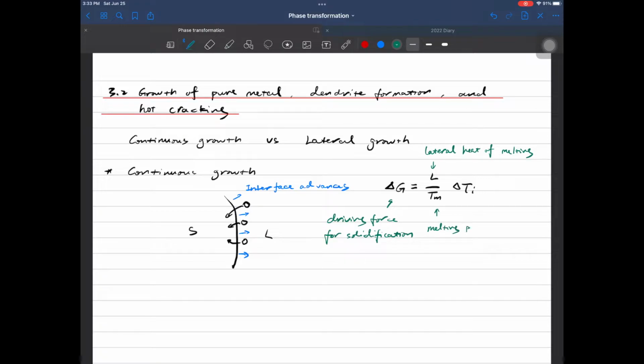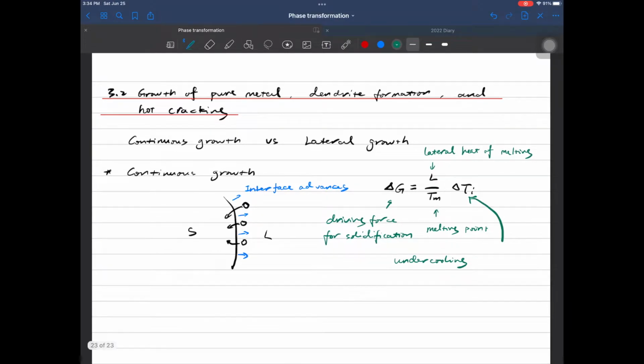Tm is the melting point. Delta Ti is an important term. It is called the undercooling. You will see undercooling many times in future videos. You may wonder what undercooling is. Undercooling means that we need to either globally or locally lower the system temperature to ensure the growth of the solid phase, so that it can overcome the energy barrier we saw in the last video when discussing the homogeneous and heterogeneous nucleations.